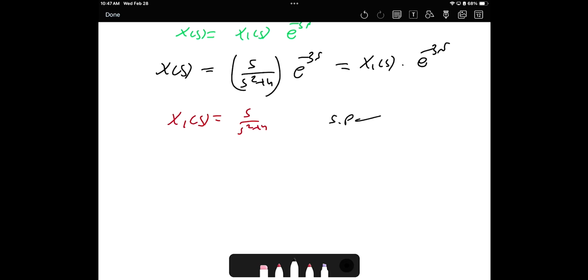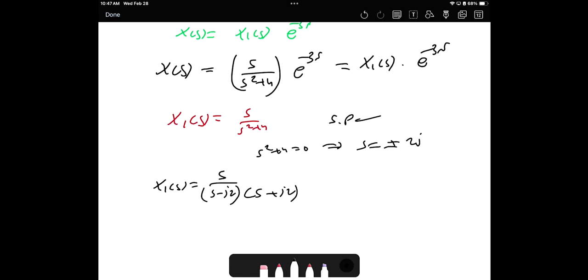So what we will do is set s squared plus 4 equals 0. This yields s equal plus or minus 2j. Then we can say X1 of s will be s over (s minus j2)(s plus j2). Then it will be c1 over s minus j2 plus c2 over s plus j2.